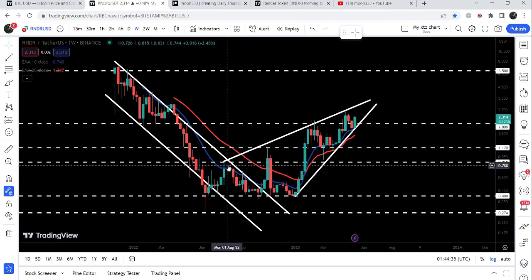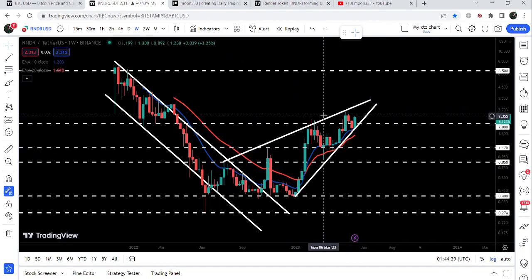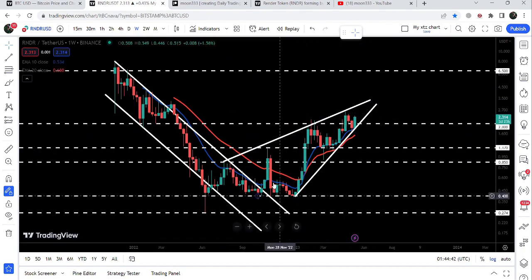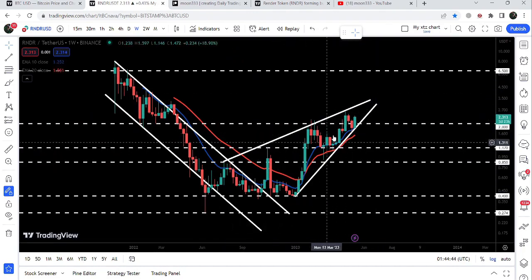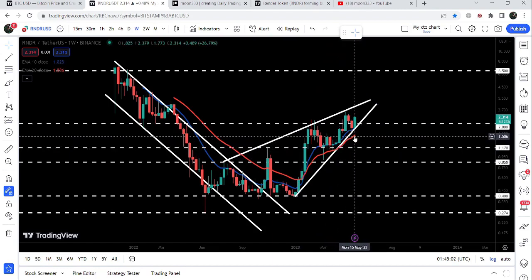And now it has found another uptrend line support and resistance, and this is the formation of another rising wedge pattern. And right now you can see that the price line has tested the support of this rising wedge. At the same time, it has also tested the support of this blue line, that is the EMA 10 on the weekly time frame chart.